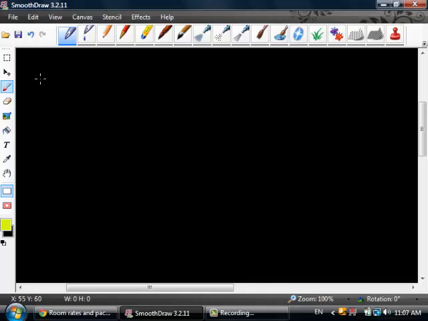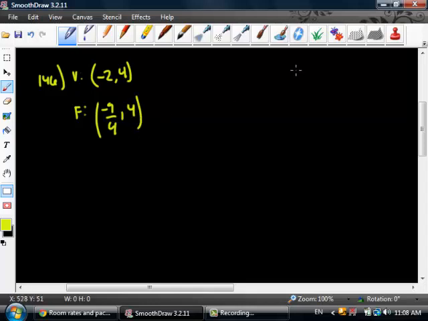How about number 146? That's my vertex. My focus is going to be -9/4, 4. All right. So draw the picture of it. -2, 4, that's right here. -9/4. 9/4 is like 2 and a little bit, right? So -2 and a little bit. -2 and a fourth. Yeah.